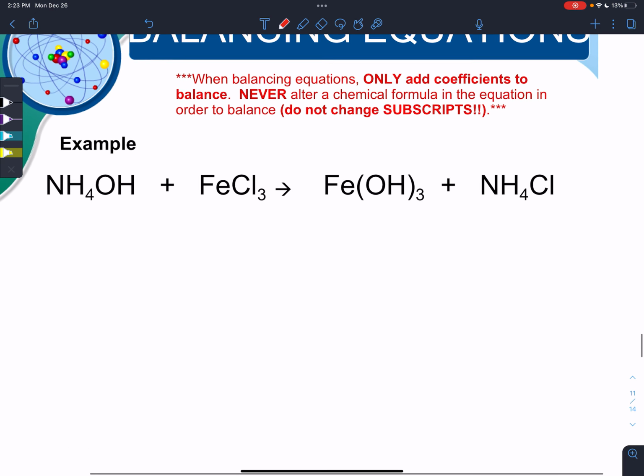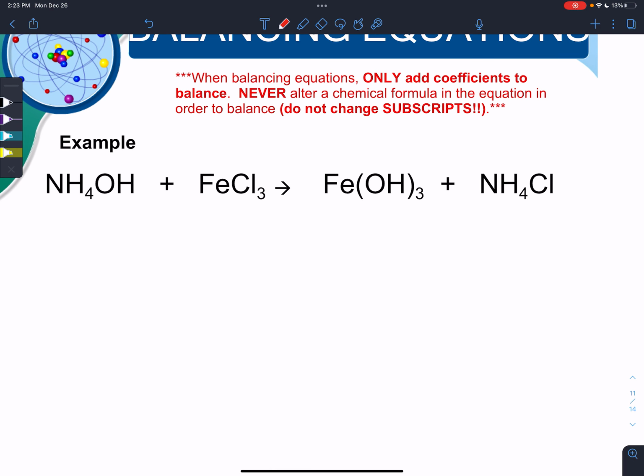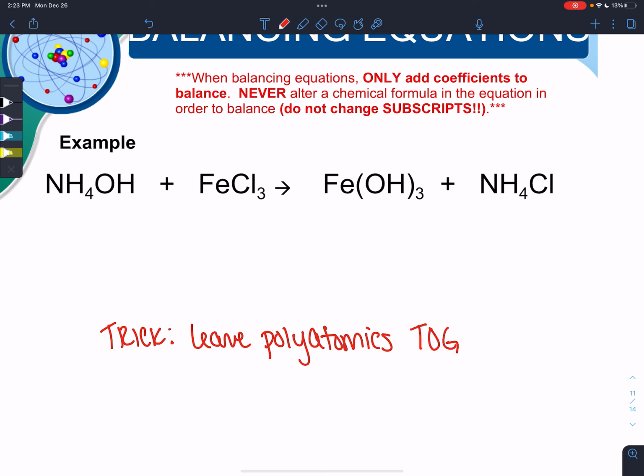All right. This one, you notice in this one, we've got a lot of polyatomic ions. So the trick for this one, leave your polyatomic ions together. Do not split them up, because it's just going to make more work for you. Way more work.